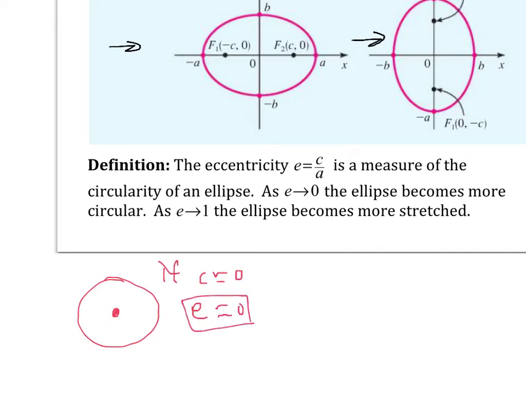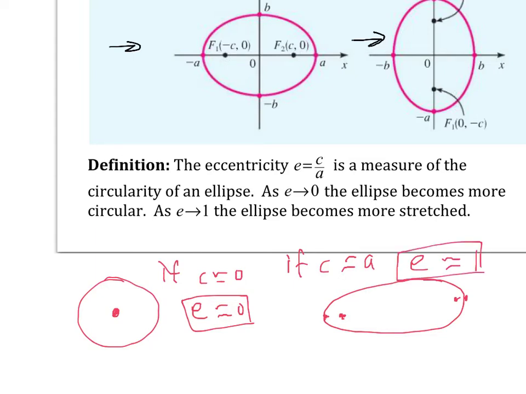The other situation is, what if c is close to a? Now you have a out here on the end, right? If the foci are close to that, if c is close to a, then the eccentricity will be close to 1. Okay, so the closer the foci are together, the more circular it is, and the further apart the foci are, the less circular, the more stretched out it is. Okay?